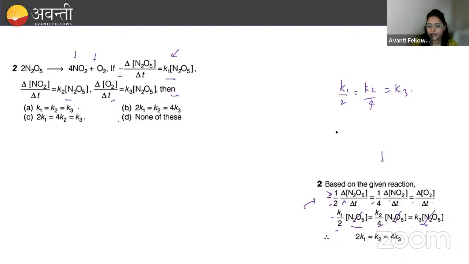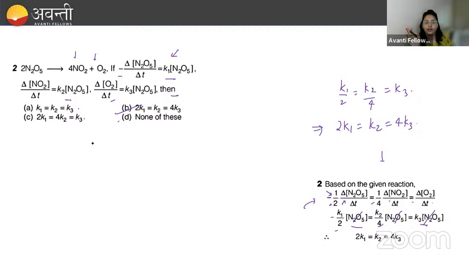So what I'm going to do is divide this given equation by 4. The 4 here is going to cancel. Here it will become 2K1 is equal to K2 is equal to 4K3, because I'm multiplying with 4. So can you see this option anywhere? 2K1 is equal to K2 is equal to 4K3. That is our option number B. So in this way, I have solved this problem.